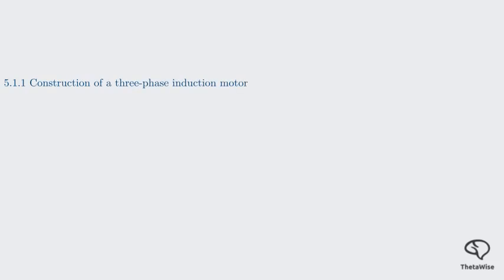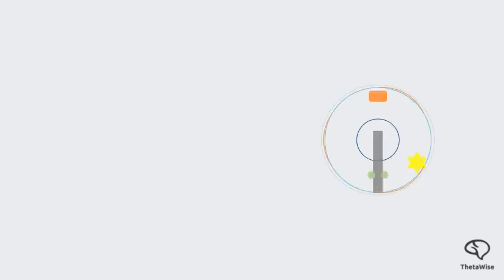Next, let's explore the structure of a three-phase induction motor. We'll be looking at Figure 5.2 from your notes to visualize each part. Here's a cutaway view of a three-phase induction motor. Let's identify the main components. The motor's outer casing is called the stator. It's stationary, as its name suggests. Inside the stator is the rotor, which is the rotating part. The shaft of the rotor is what connects to and drives the machinery.